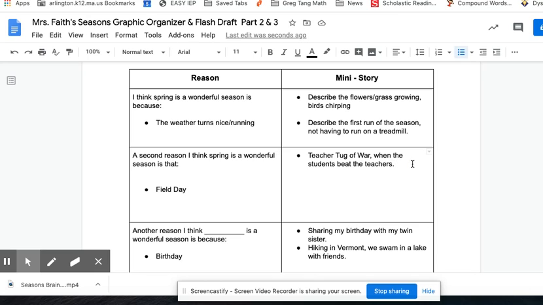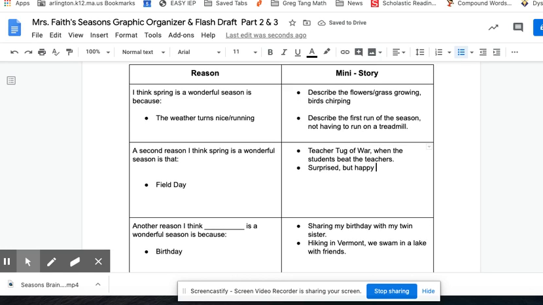So I still remember really clearly that I was in 3rd grade and all the 3rd graders had a tug of war, and I was with Miss Foley and Miss McKinney, some of the teachers that we have now in 3rd grade, and we got beat by the students. So I would describe that in detail, how I was feeling. I was feeling surprised, but happy that they beat us. Okay, so these are all details that are going to go into my writing.